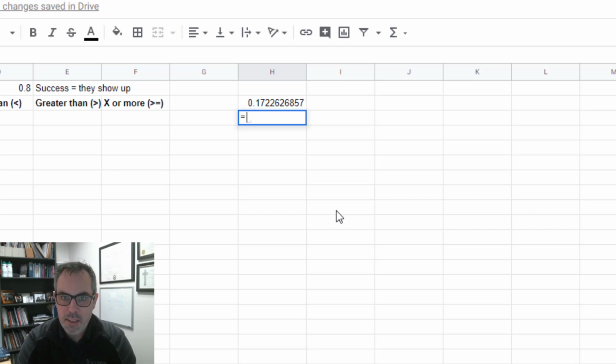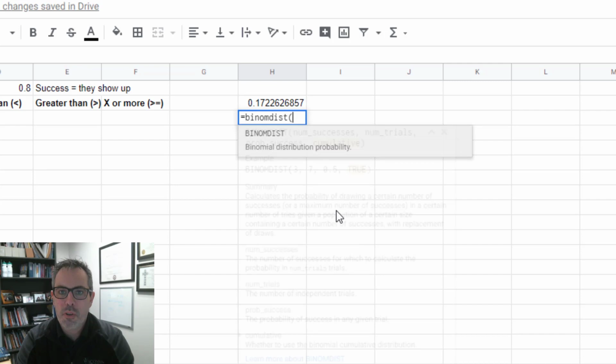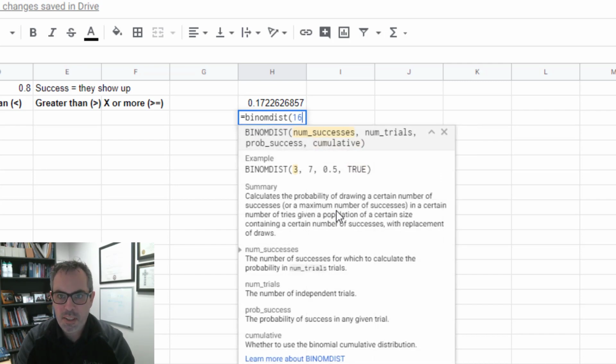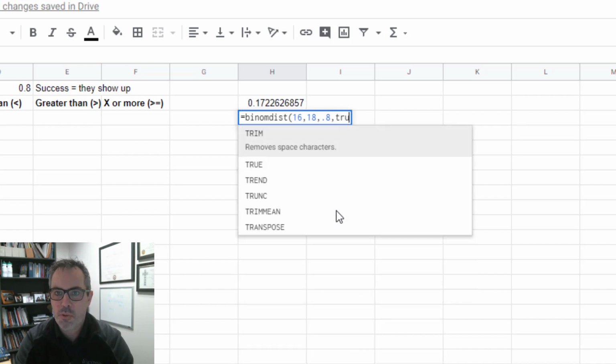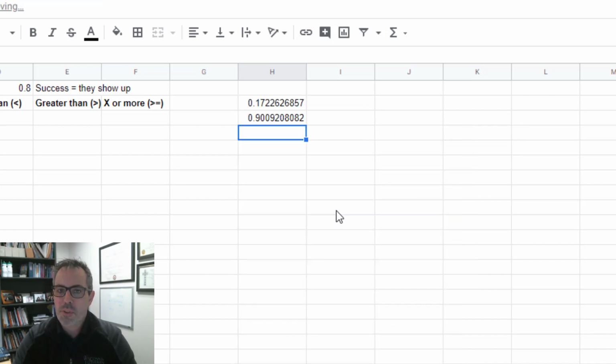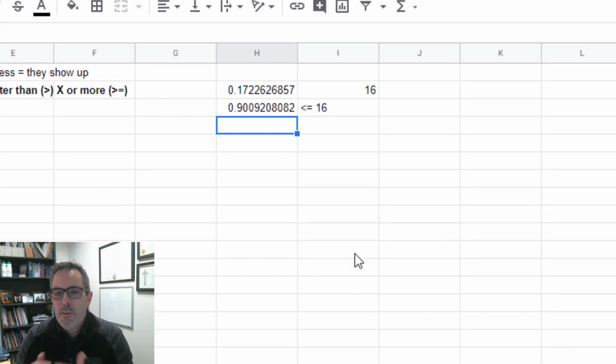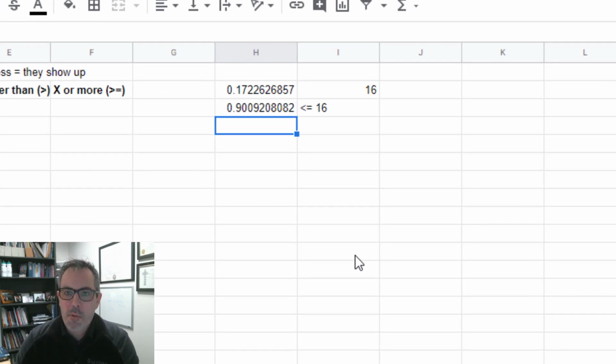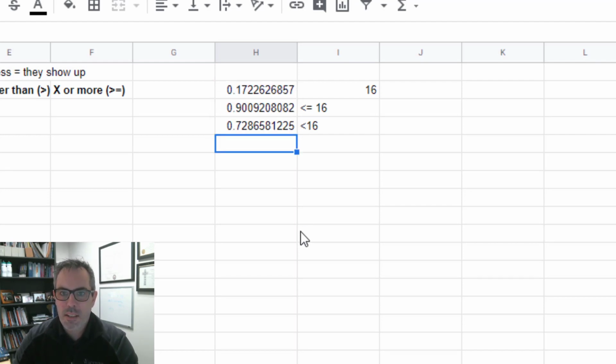The other way to do that same thing is to do the binomial distribution and say 16 out of 18 people, an 80% chance, and I want true. That is up to 16. Furthermore, I can do a couple other things. Let's say I want to know less than 16. I can basically say, well, if this is less than or equal to 16 and this is exactly 16, if I subtract those, that is less than 16.